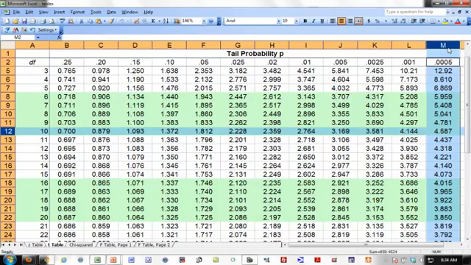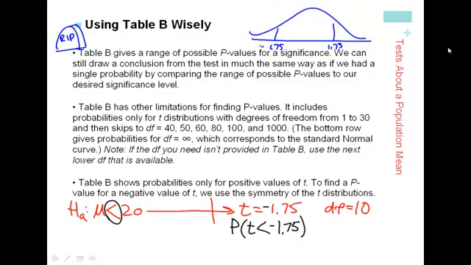Okay, we got one more variation of this to handle. What if the HA claim is not equal to? How does that change things?